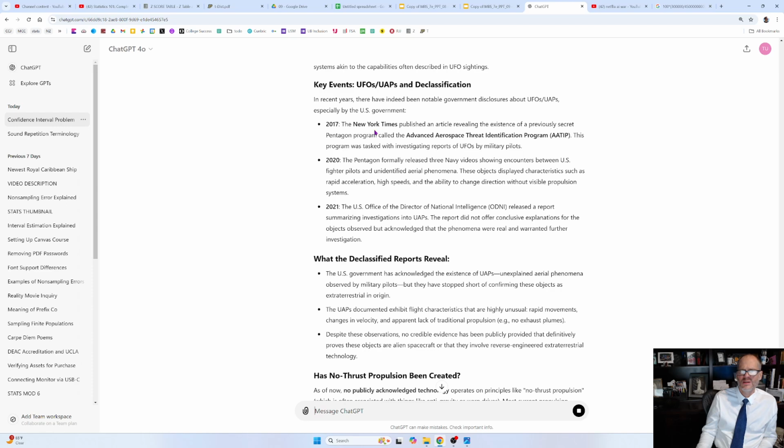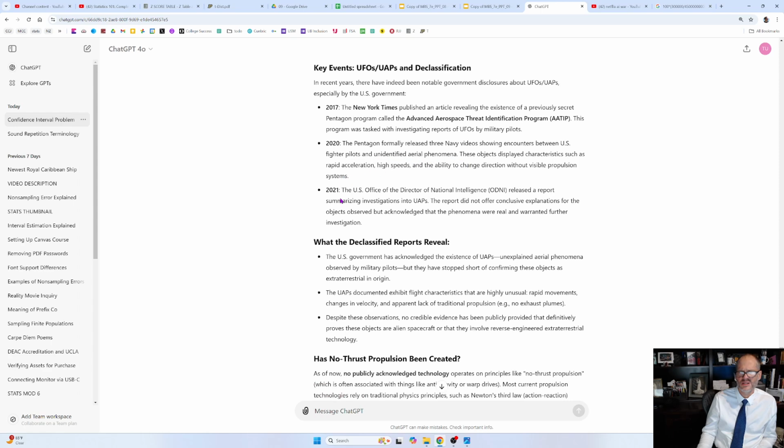In 2017, the New York Times published an article revealing the existence of a previously secret Pentagon program called the Advanced Aerospace Threat Identification Program, AATIP. It was tasked with investigating reported UFOs. In 2020, the Pentagon formally released three Navy videos showing encounters between U.S. fighter pilots and unidentified aerial phenomena. These objects displayed characteristics such as rapid acceleration, high speeds, and the ability to change direction without visible propulsion systems.